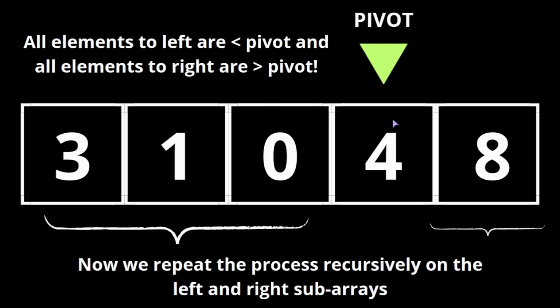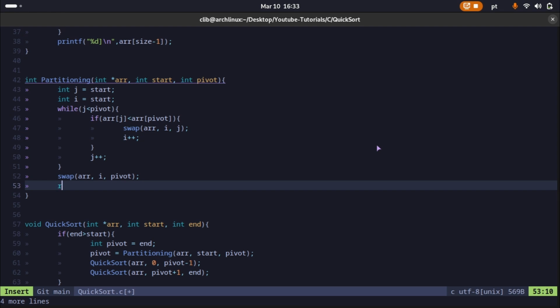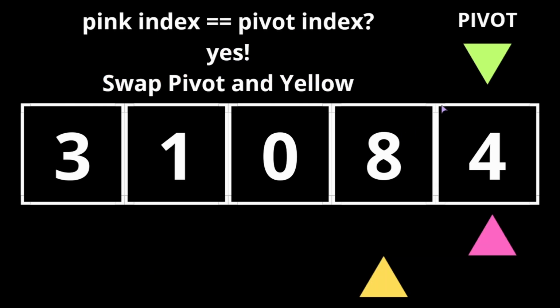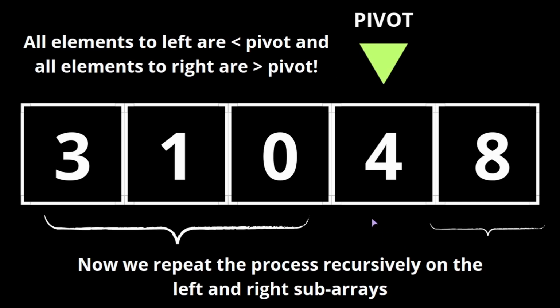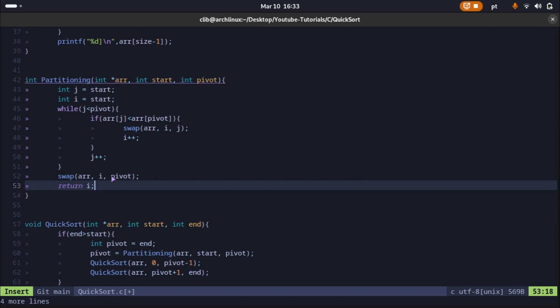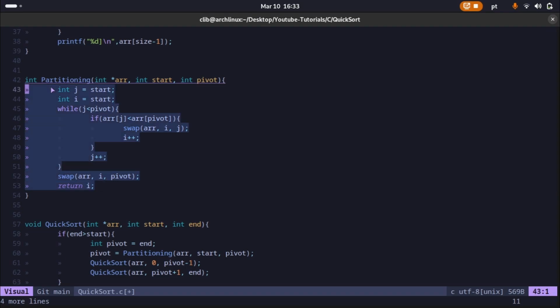And we have to return now, where is the new pivot, right? Because the pivot has been shifted from the last position to a position somewhere in the array. And this position is represented by i, because i points to the element or the position that we have swapped before. So we have to return the index of the yellow pointer. That's where our pivot is now staying. So this is essentially all we have to do in this partitioning function.